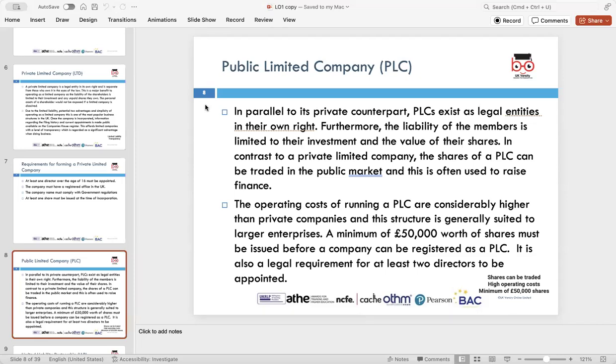This structure is typically more suitable for larger businesses because the operating costs of a public limited company are significantly higher than those of a private corporation. A minimum of £50,000 worth of shares must be issued for a company to be eligible for registration as a public limited company. At least two directors must be selected in order to comply with the legal requirements.